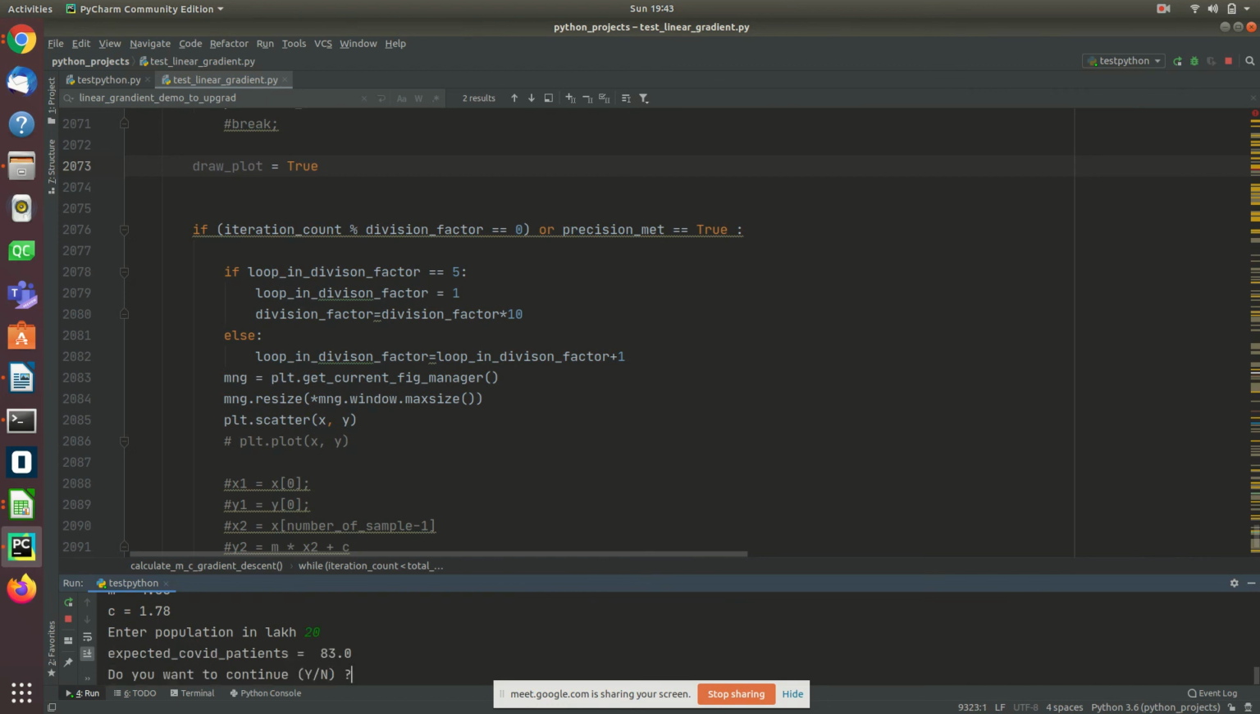It is calculating. Number of expected patients is 83. Let me continue one more time. Population in lakh 25, over 100, it is 103. No, I don't want to continue.